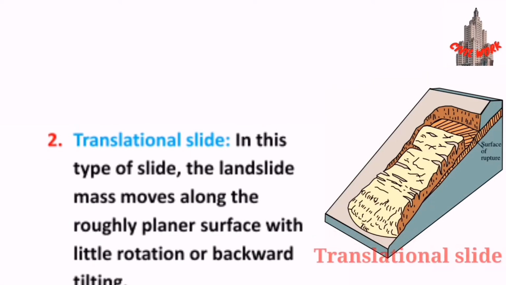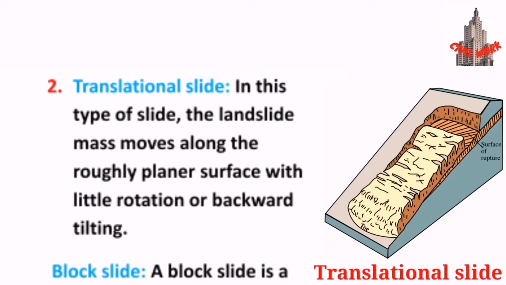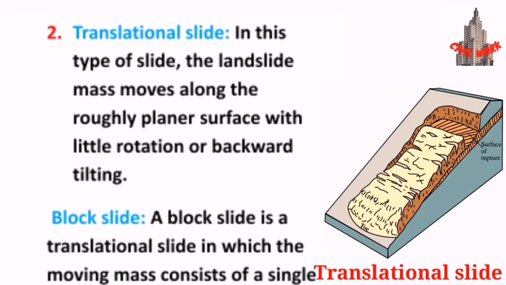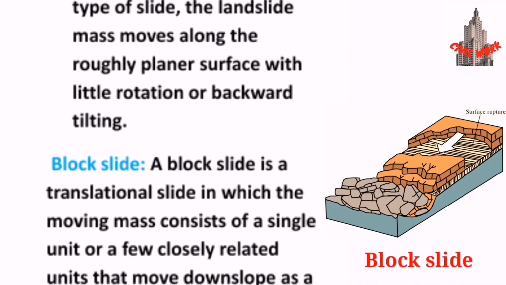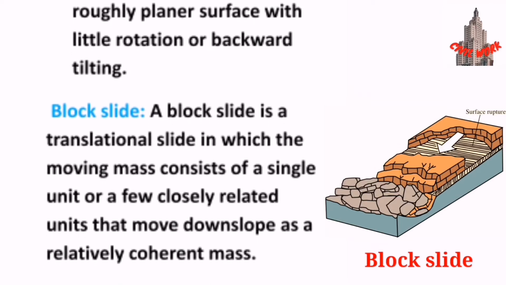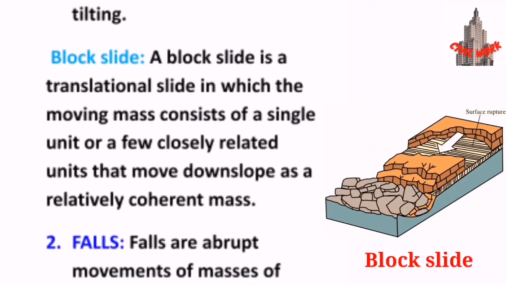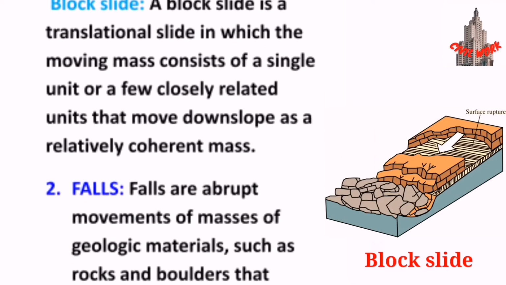2. Translational slide. In this type of slide, the landslide mass moves along a roughly planar surface with little rotation or backward tilting. Block slide. A block slide is a translational slide in which the moving mass consists of a single unit or a few closely related units that move downslope as a relatively coherent mass.